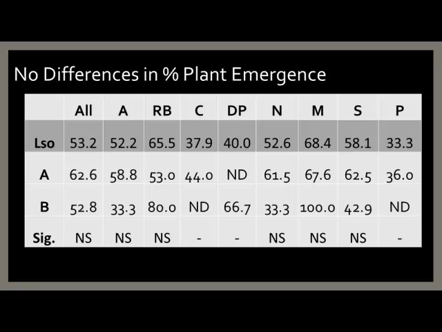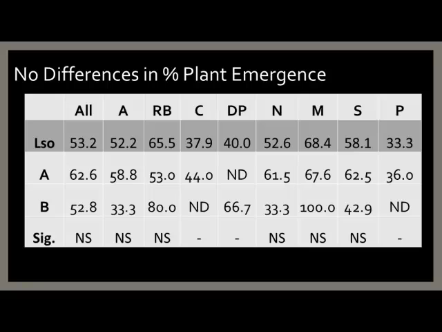So we looked at the plants that tested positive from the tuber for being A or B, and then we calculated the percentage of them which emerged into plants. And I included on the top just LSO in general, so you can see if it was above or below with A or B. And you can see A has a little higher emergence rate, but when you compare it statistically, it's not significant from B at all.